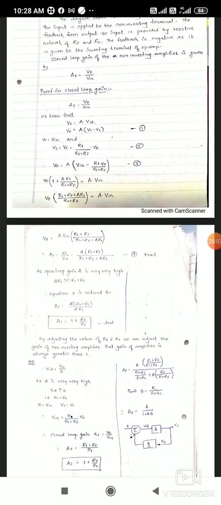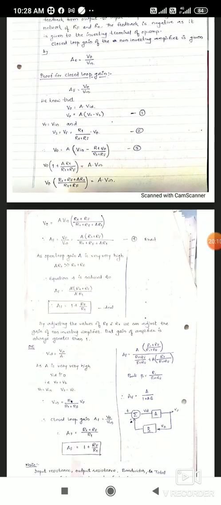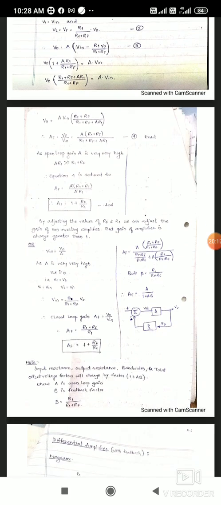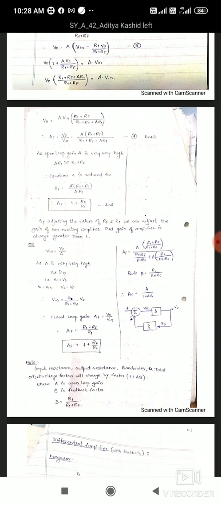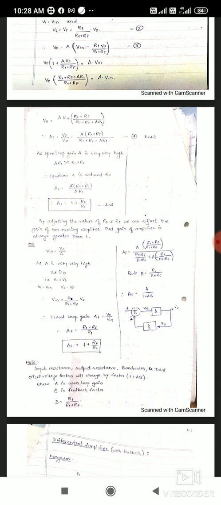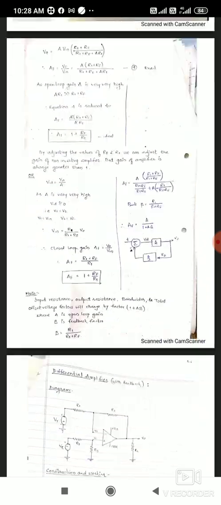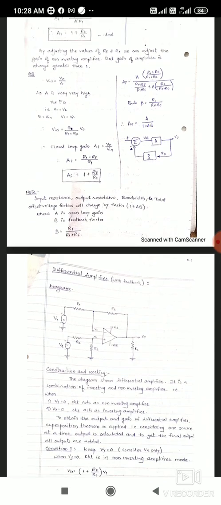So we have completed now the non-inverting amplifier with feedback. Here for the non-inverting amplifier, the closed loop gain is given as AF is equal to 1 plus RF divided by R1. And for the inverting amplifier, the expression is AF is equal to minus RF by R1. So these two expressions we have derived.